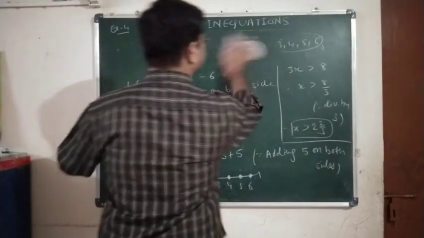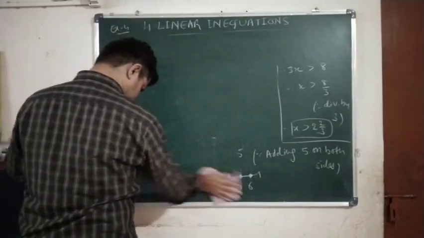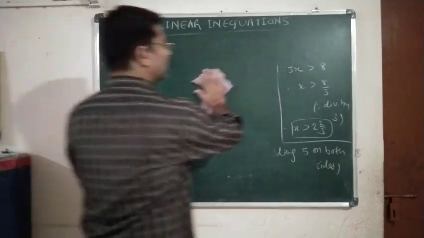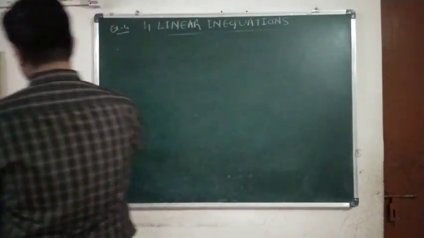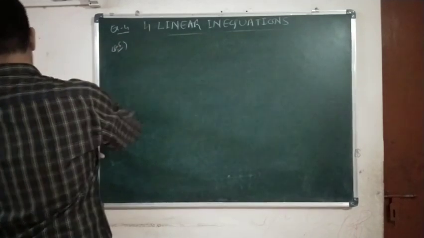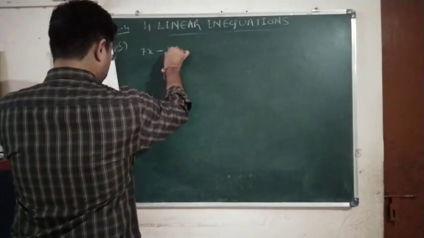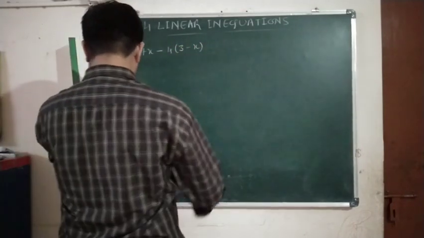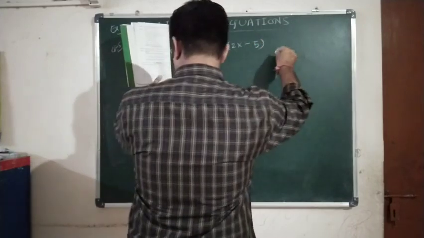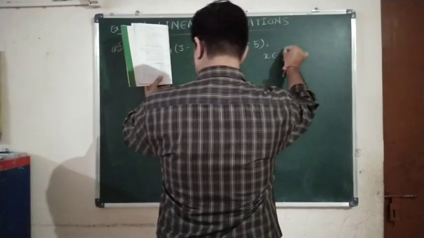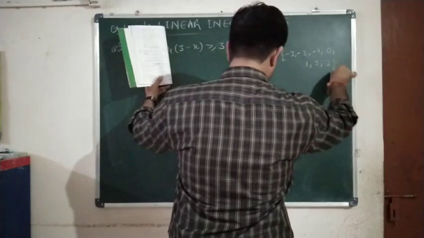Question number 5. 7x - 4(3 - x) is greater than or equal to 3(2x - 5), x belongs to the set {-3, -2, -1, 0, 1, 2, 3}.